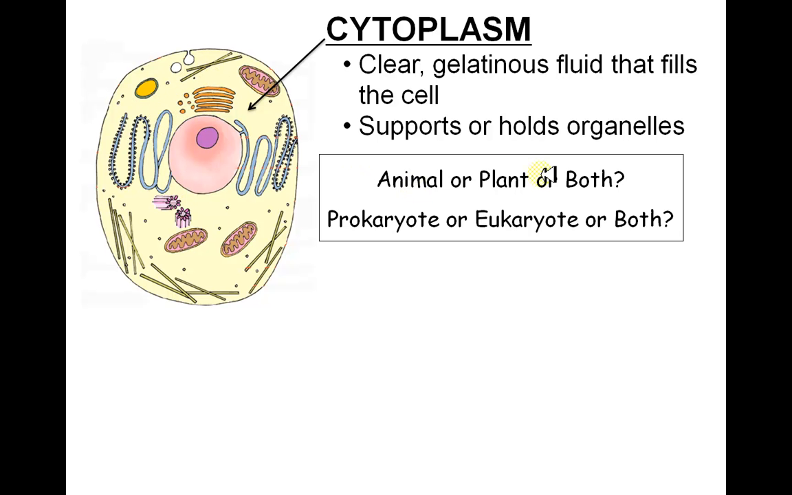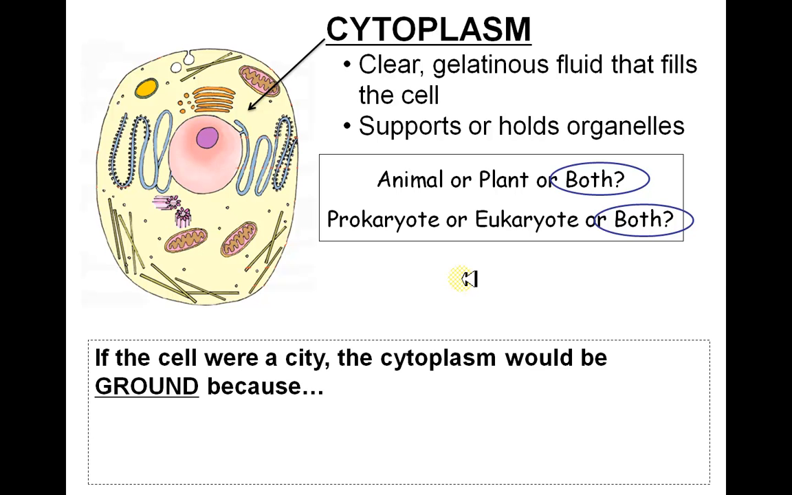Is it in plant cells or animals or both? And is it prokaryotic or eukaryotic? Well, we're finally talking about something that's not an organelle, so it actually is in both. And if this was going to be in a cell city, it could be the ground, it could be the grass, it could be the area in between the roads, whatever that area may be.